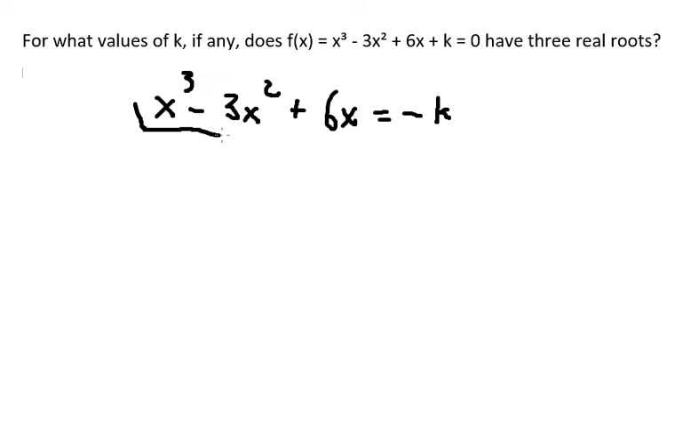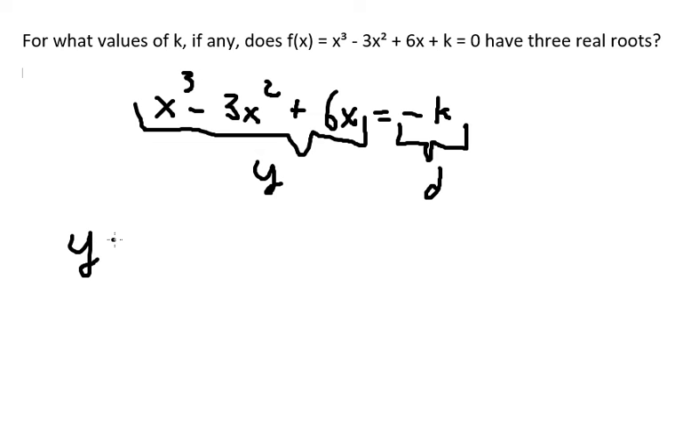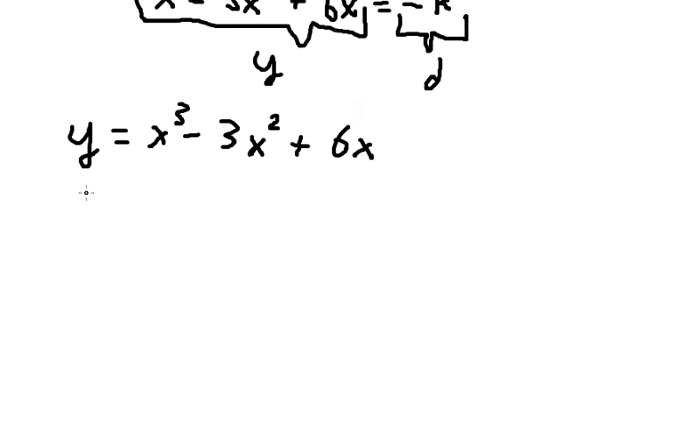For this one here, I will call it y. This one I will call d. Now let's consider y equals s to the power of 3 minus 3s squared plus 6s. The first thing we need to do is find the derivative of y. This one we have 3s squared. So we just apply the formula here.